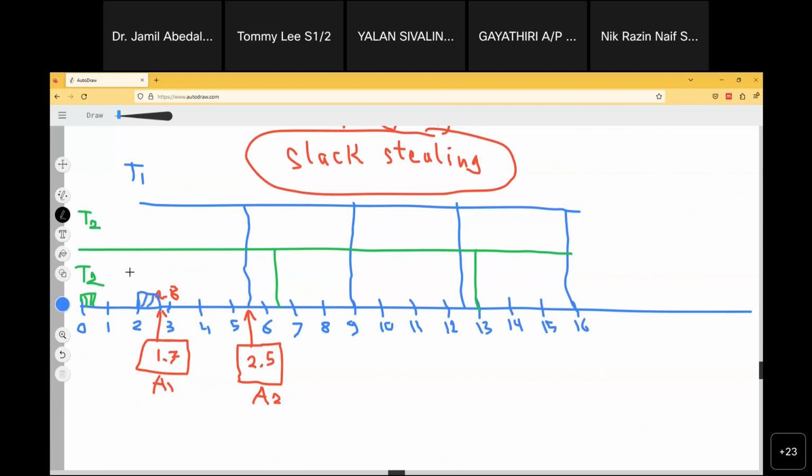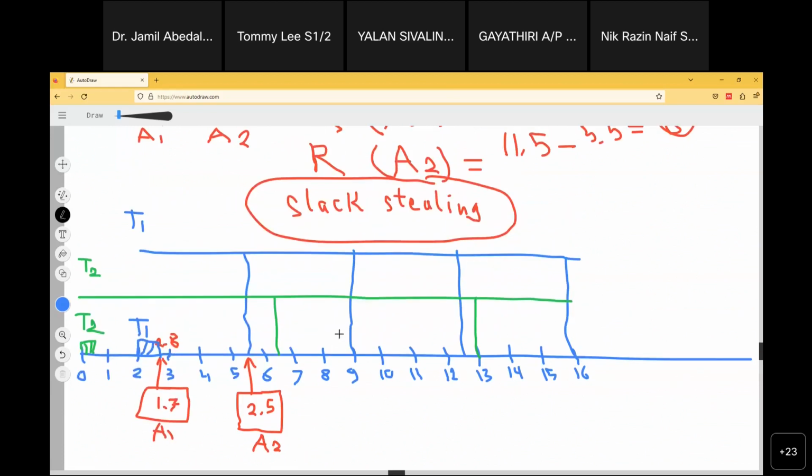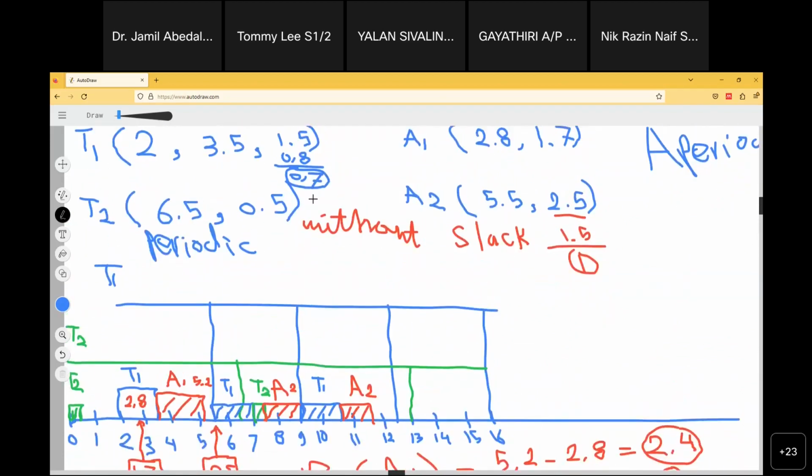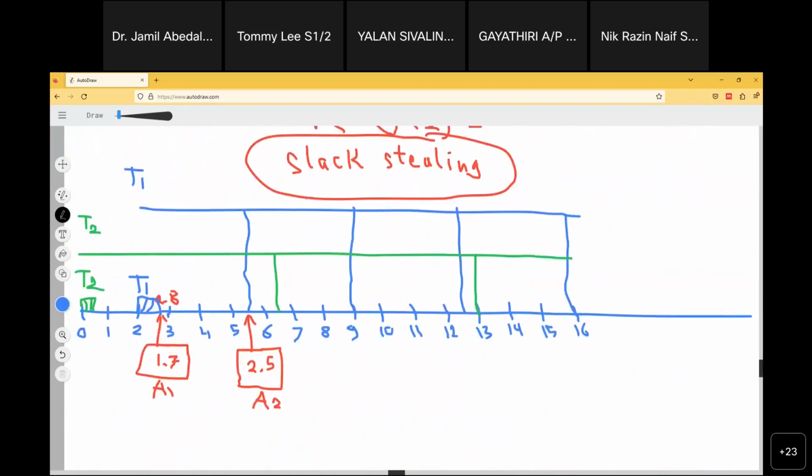That means here of task 1, we execute only 0.8. The remain will be 0.7. Okay? We must focus on that. The remain will be 0.7. This 0.7 should be executed in the first interval, otherwise there will be a missed deadline. Okay, that's what I mentioned just now in the slide.